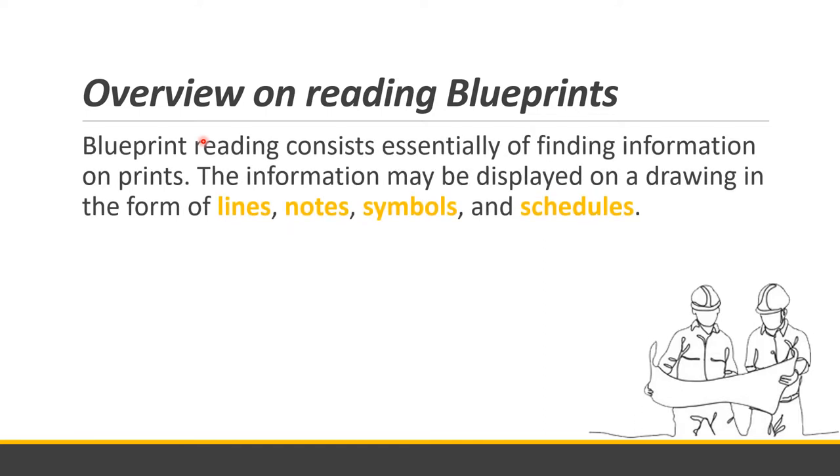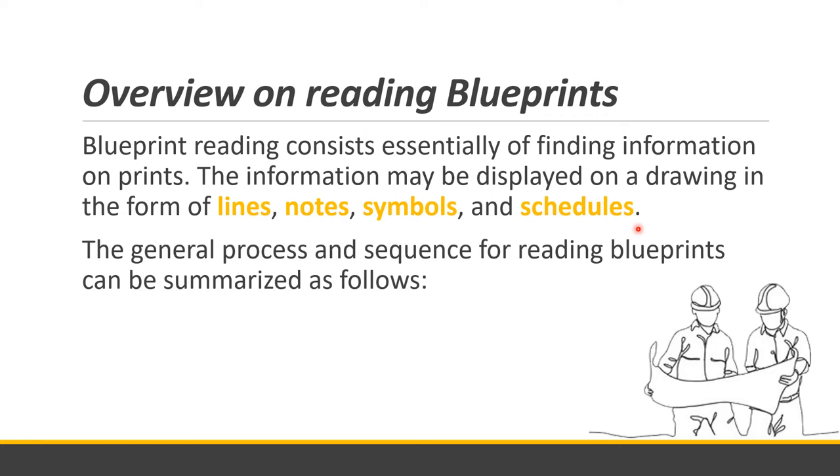So, an overview on reading a blueprint. Blueprint reading consists essentially of finding information on prints. The information may be displayed on a drawing in the form of lines, notes, symbols, and schedules. If you look at a blueprint, there are only a few words you will see, but mostly those are drawings, lines, symbols, and schedules. All of that is the blueprint.